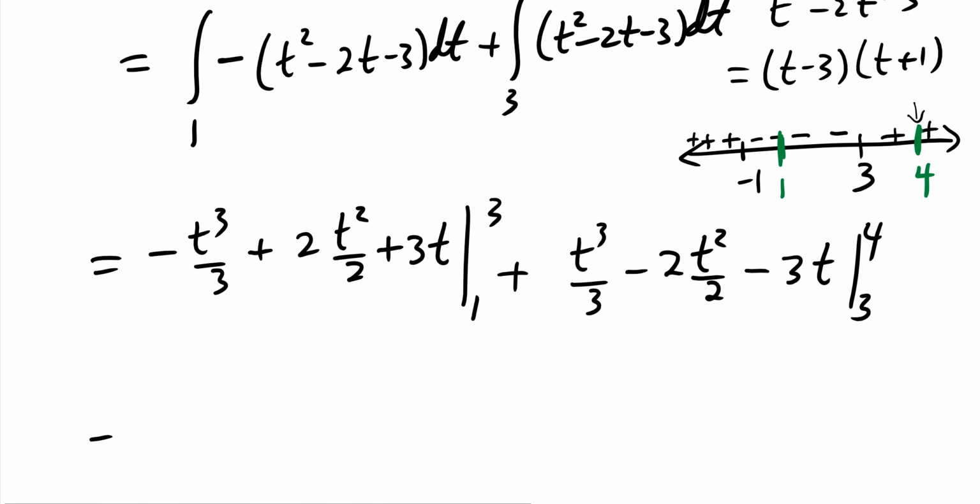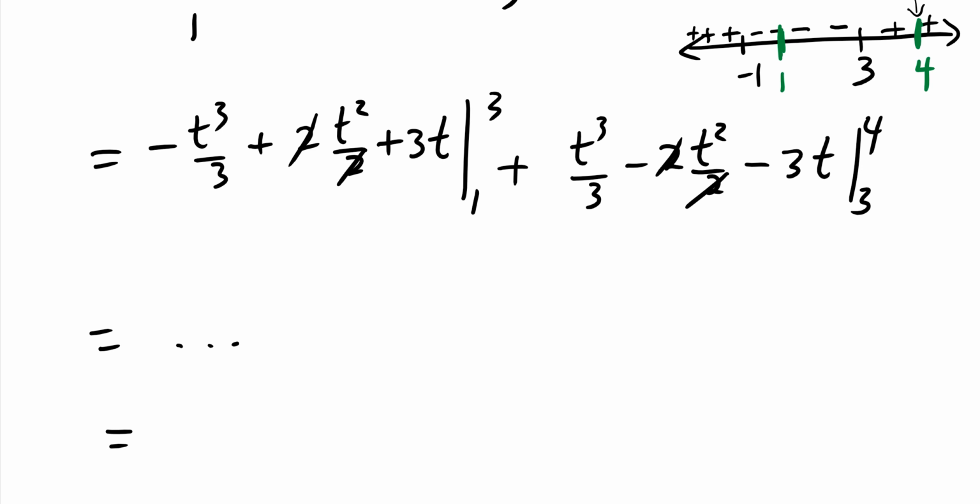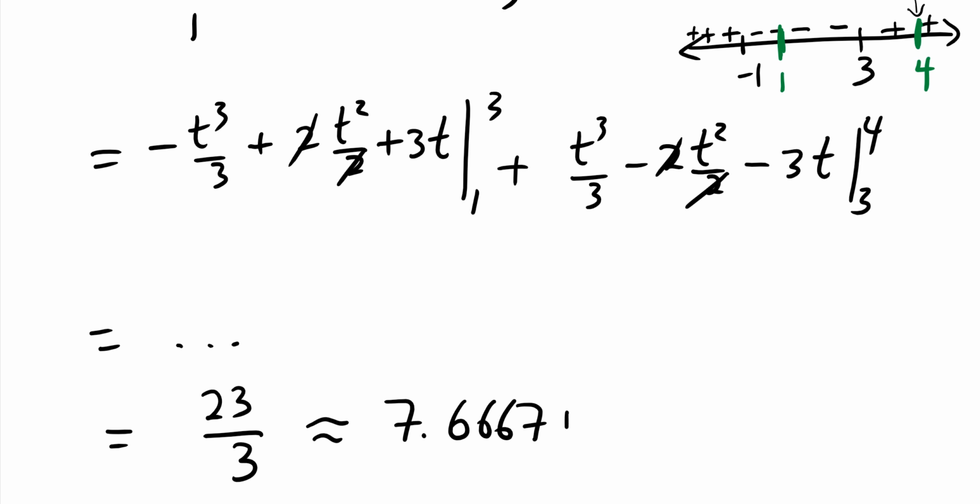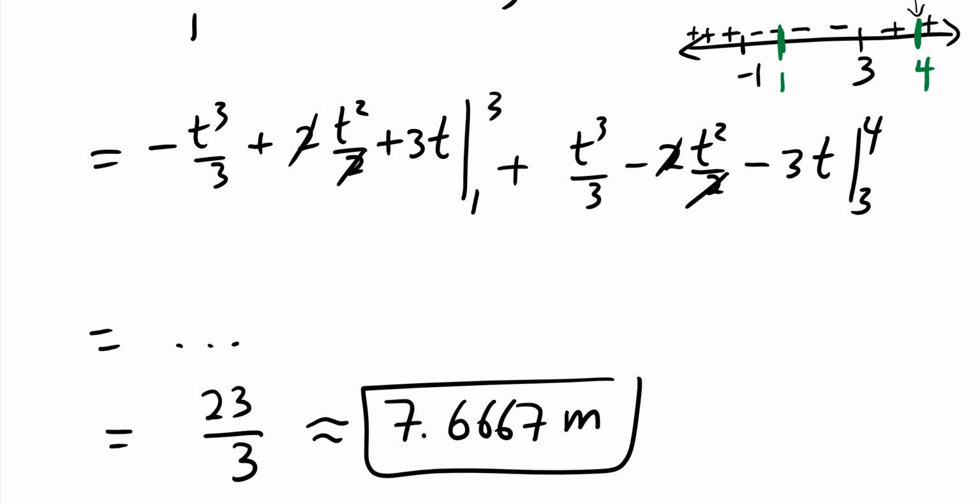Now you can cancel these, and you're going to simplify all of this, which I'm not going to show. You can do it, and when you finish, you're going to get exactly 23 over 3, which is about 7.6667 meters. Don't forget the units. That's the total distance traveled by the particle from t equals 1 second to t equals 4 seconds.